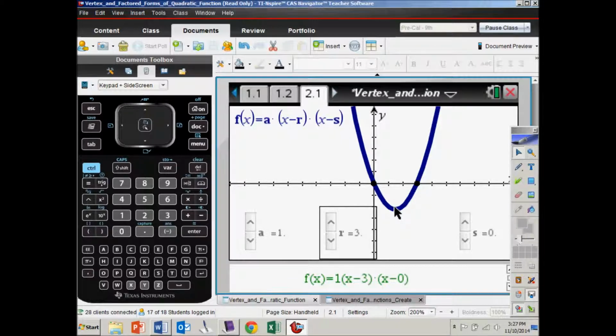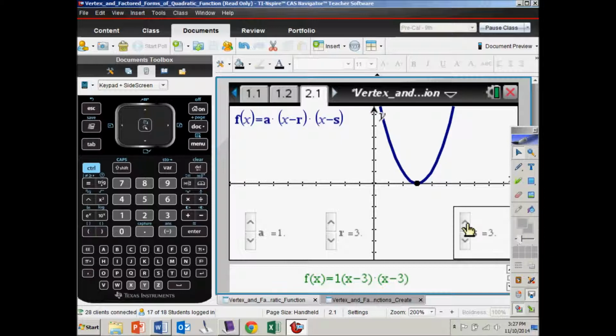Now this is the importance of factored form. Factored form tells me my intercepts. It tells me my x-intercepts. When I click the S, it looks like it compresses, but S shouldn't compress. It's not compressing, it's moving. It looks like it's compressing because we only see part of the graph, but it's just being moved.